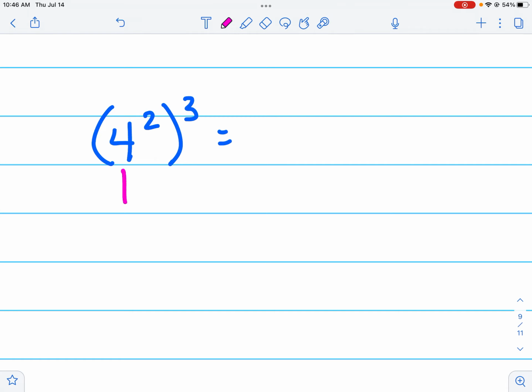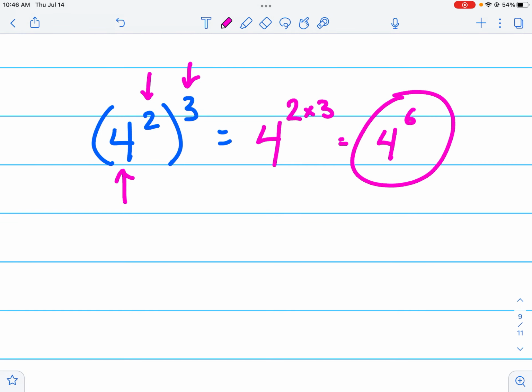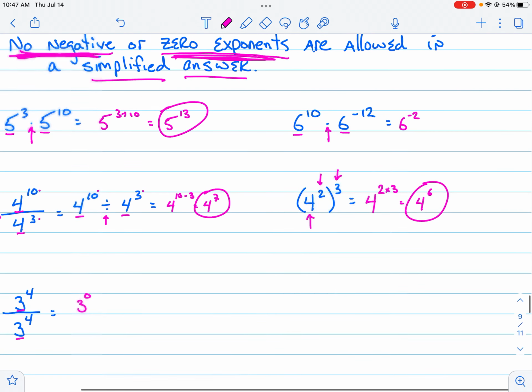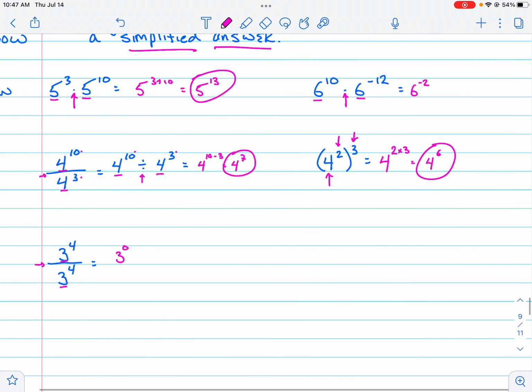In this case, you'll know it when you see it because you only have one base and you have two exponents, one kind of stacked by the other. In this case, you leave the base the same and you multiply those two stacked exponents. In this example, you get 4 to the 6th power and you're done. Now, the thing in common about the ones that are done is that they have no zero or negative exponents.